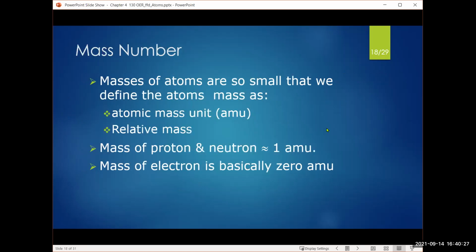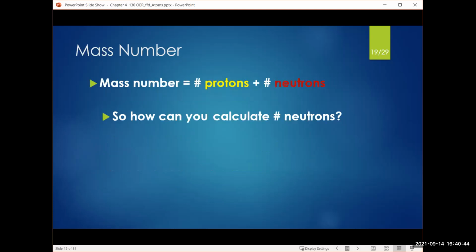I've talked about atomic mass units. I said because of the masses, we use relative weights, and the proton and neutrons are all given an approximate atomic weight of 1 AMU, whereas the electron is basically 0 because it is so tiny. Now, how do we calculate the neutrons?